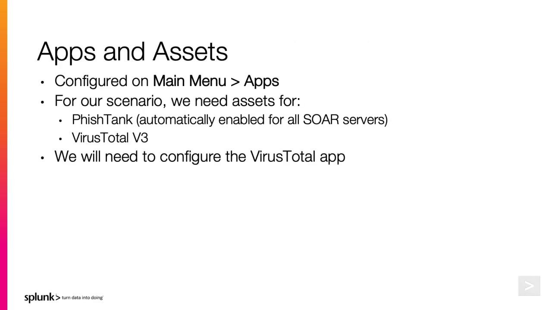To do this, we'll work with both apps and assets, and this is configured on the main menu in the Apps page. For our scenario, we need assets for PhishTank, which is automatically enabled for all source servers, and also for VirusTotal v3. The VirusTotal v3 app requires an account at the VirusTotal website, so we'll need to configure that.